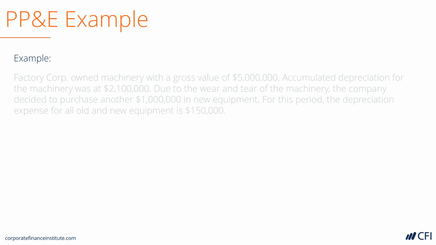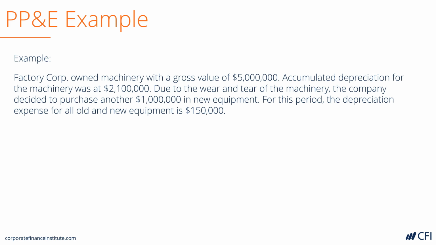Let's look at an example. Here are some numbers. Imagine a company that initially bought $5 million of machinery. It has $2.1 million of accumulated depreciation. It purchased or reinvested in that machinery $1 million. And in the current period, it had an expense of depreciation of $150,000.